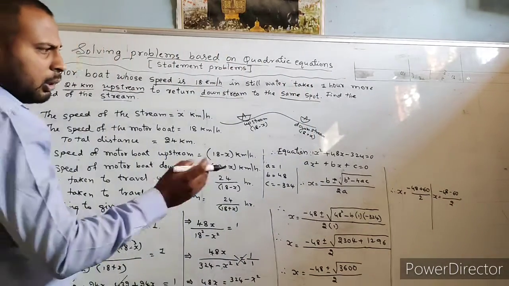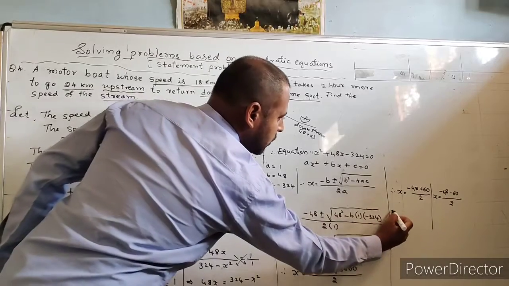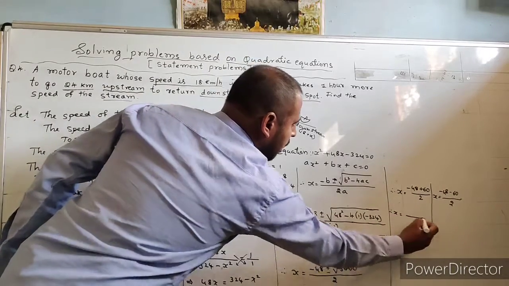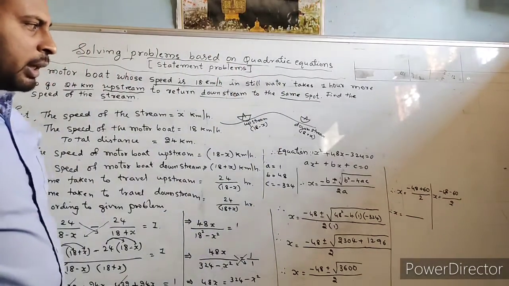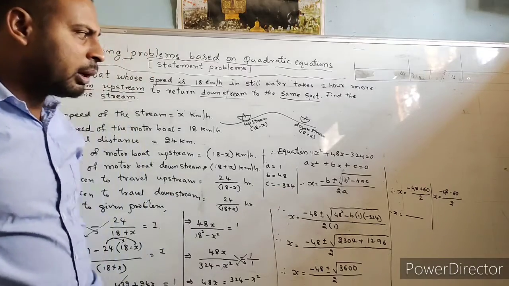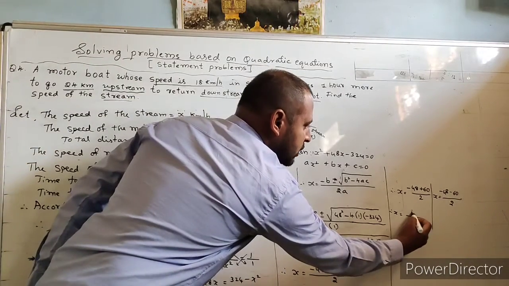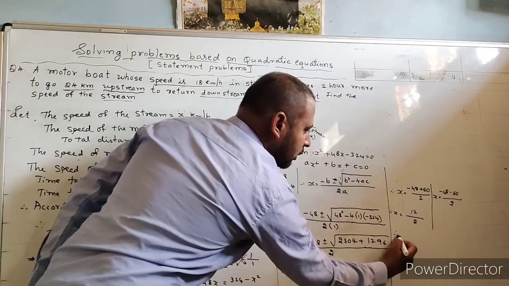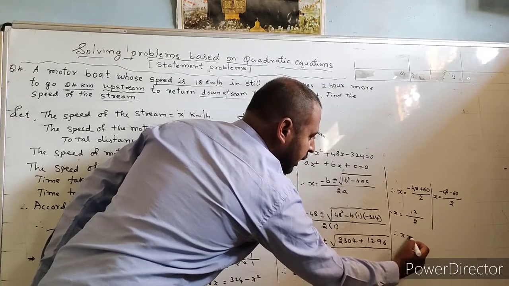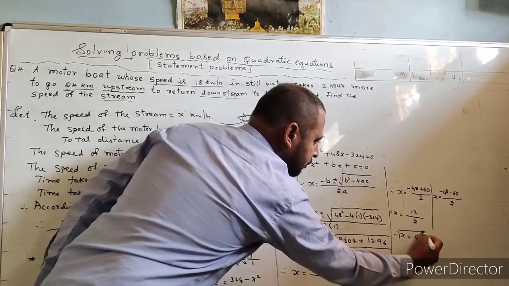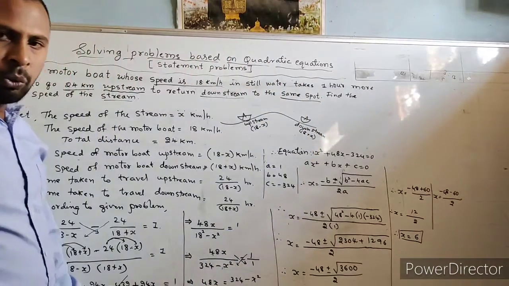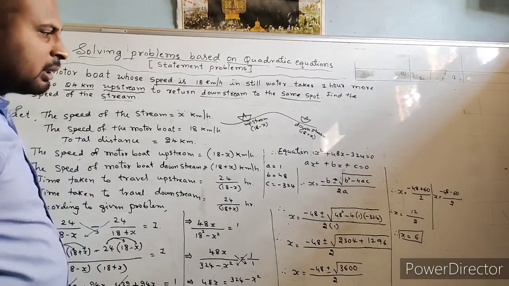Now in the numerator subtract. Therefore x is equal to plus 60 minus 48. Now subtract the two, what remainder do we get? Plus 12. Plus 12 divided by 2. Now divide by 2, what result do we get? X value is 6. 12 divided by 2, the result becomes 6.